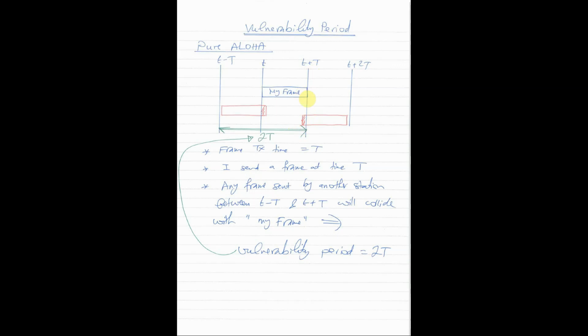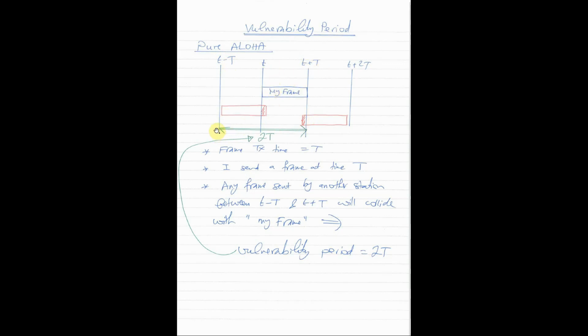Bottom line, which frames will collide potentially with mine? Frames that start to be transmitted between t minus T and t. Any frame that starts here, to be more precise, a little bit after, epsilon or so after. And if it starts to be transmitted here or here and so on until that time. So any frame that starts to be transmitted by any other station between t minus capital T and t plus capital T will collide with my frame.